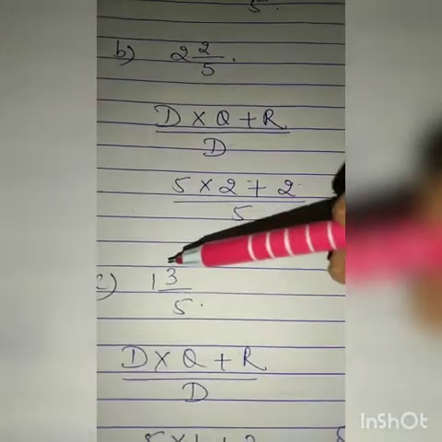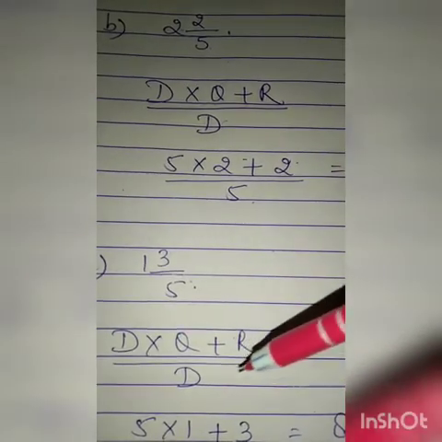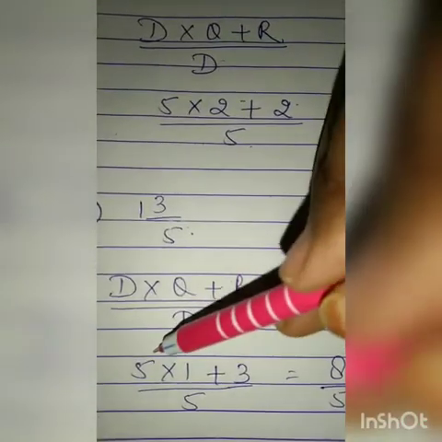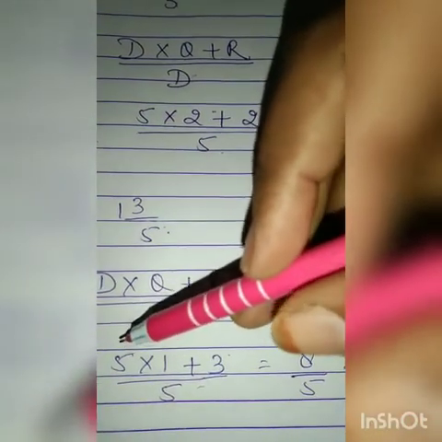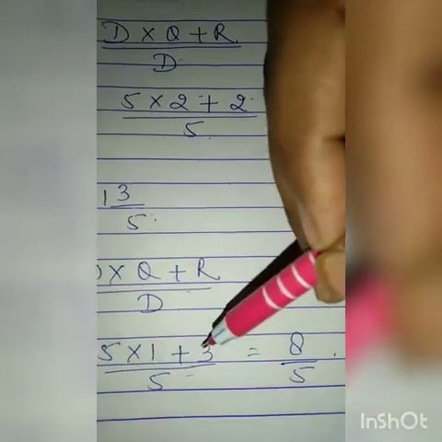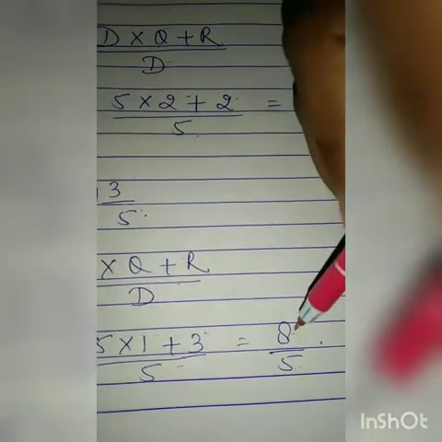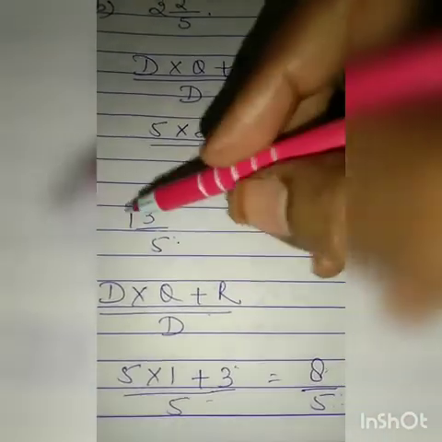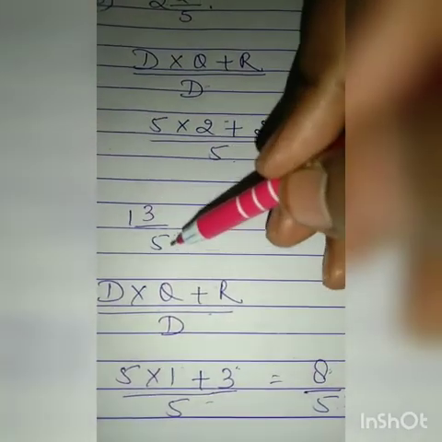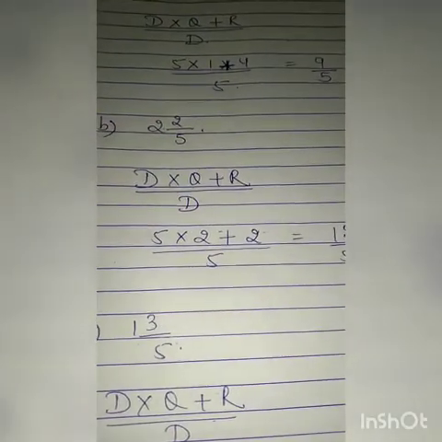Now question number C, 1 whole 3 upon 5. Again d multiplied by q plus r upon d. So we will take 5 multiplied by 1 plus 3 upon 5. Here 5 ones are 5 and 5 plus 3 is 8. 5 will be written as 5 here. So 8 upon 5 is the improper fraction for this mixed fraction 1 whole 3 upon 5. So this is how we are converting mixed fraction into improper fraction.